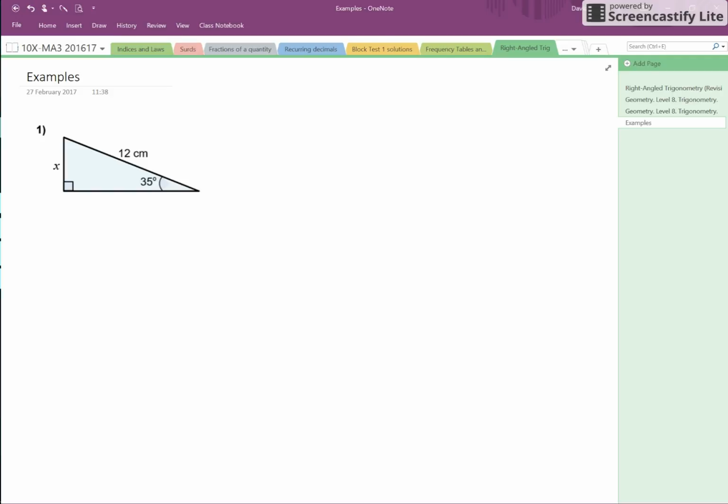Okay, so here's another example. Now, the first thing that we should always do, I'll write down step 1, is write down SOHCAHTOA. Step 2 is to identify the angle that we're talking about.